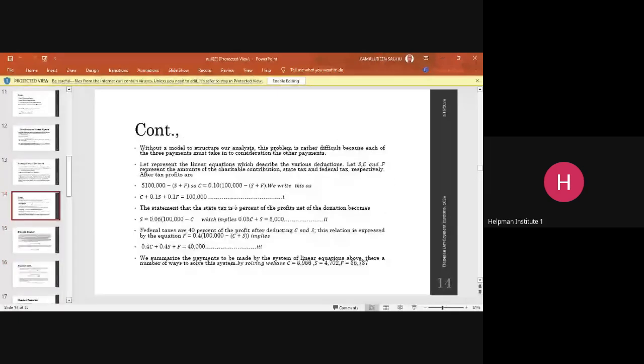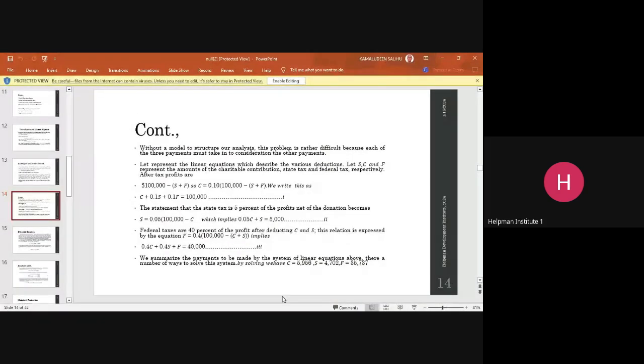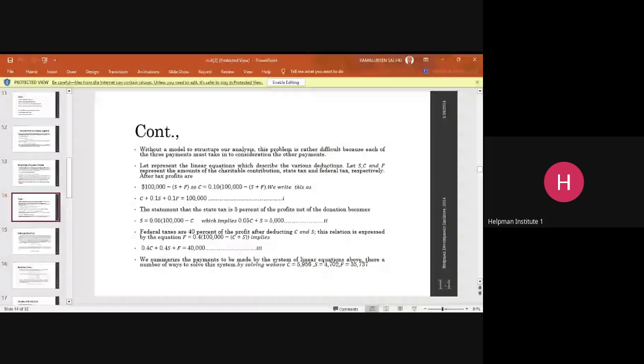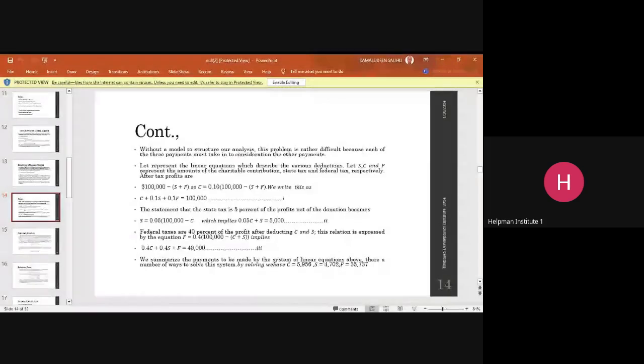Okay, so these are the detailed solutions by obtaining a simultaneous linear equation. So if we obtain this, we have the first equation, equation I. Without a model to structure our analysis, the problem is rather difficult because each of the three payments must be taken into consideration. So we let these represent the linear equations, where we describe the variables as S for the state, C for the charitable donation contribution, while F is for the federal level. So we have the state tax, federal tax, and charitable contribution. So we form the system.